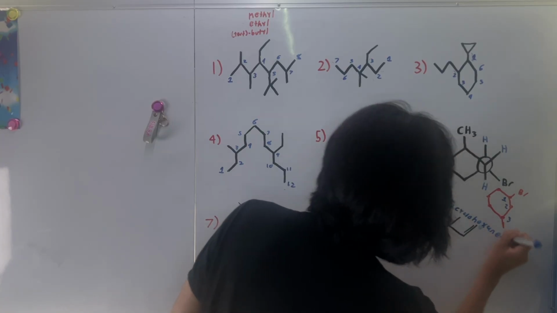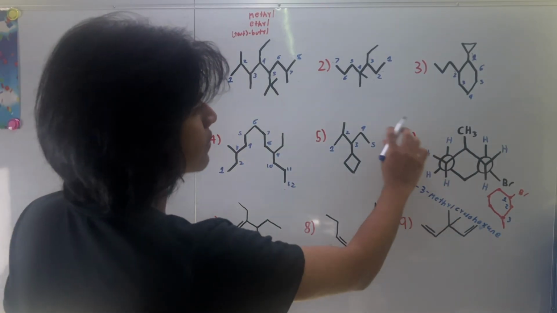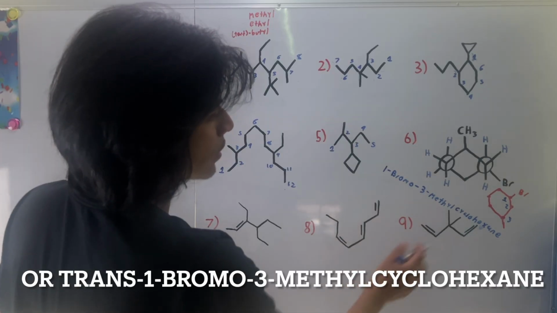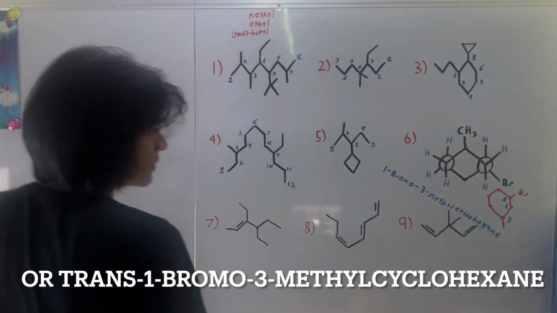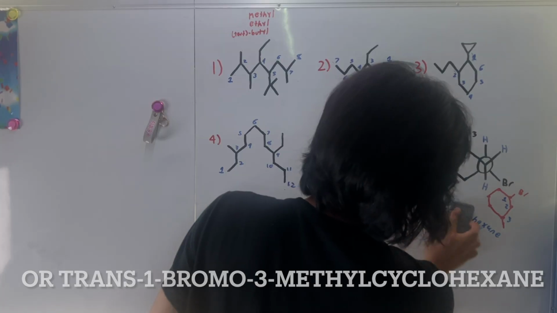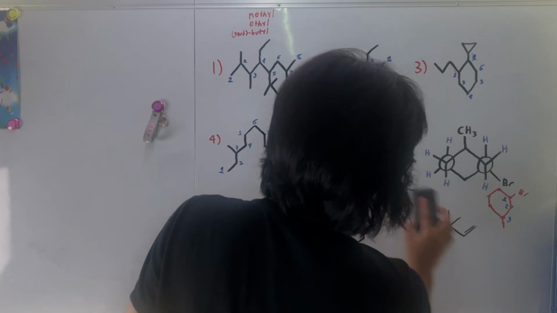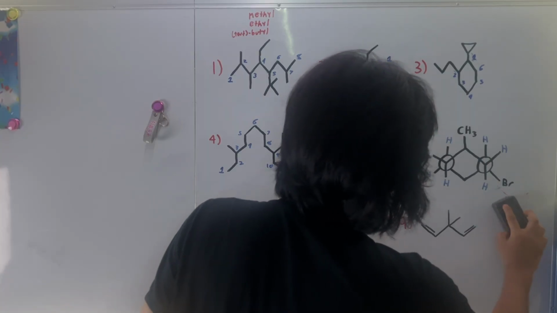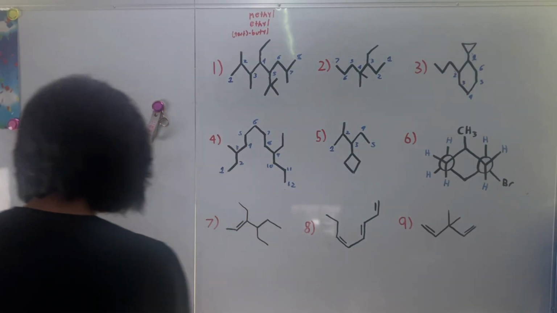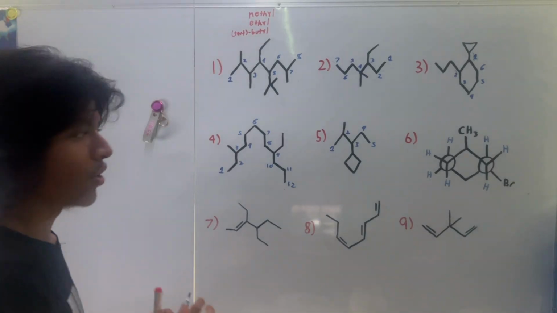Hexane. So this would be our final solution for number 6: 1-bromo-3-methylcyclohexane. Going to go ahead and erase this. Okay, so now we go to our alkenes.